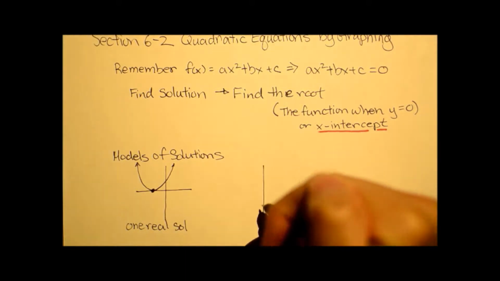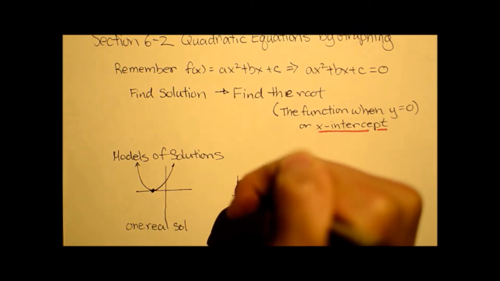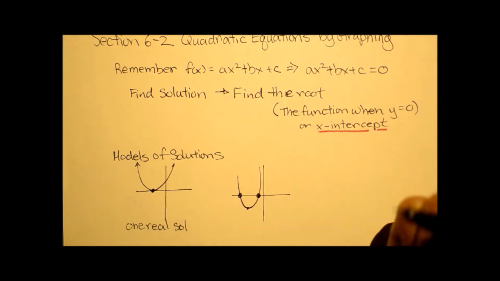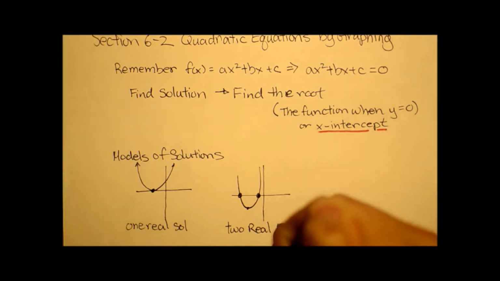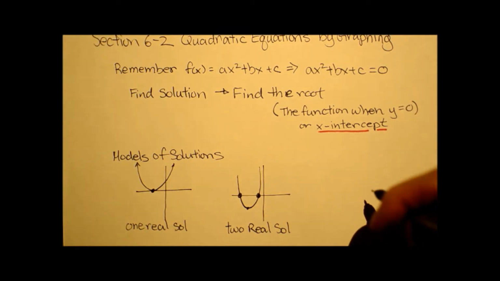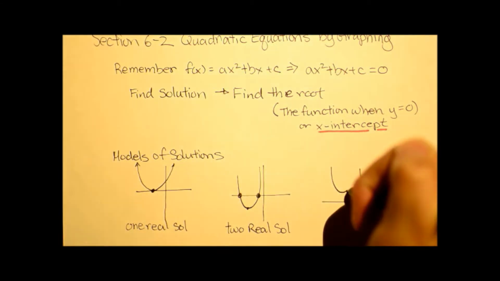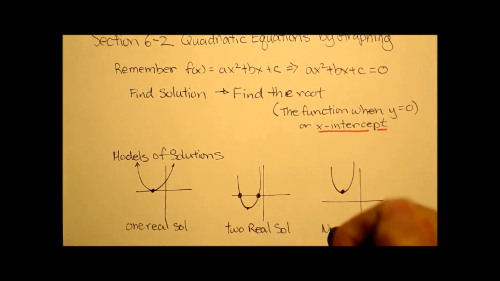If the parabola touches the graph at 2 points, this is 2 real solutions. And of course, lastly, is when the graph does not cross the x-axis at all. This is called no real solutions.